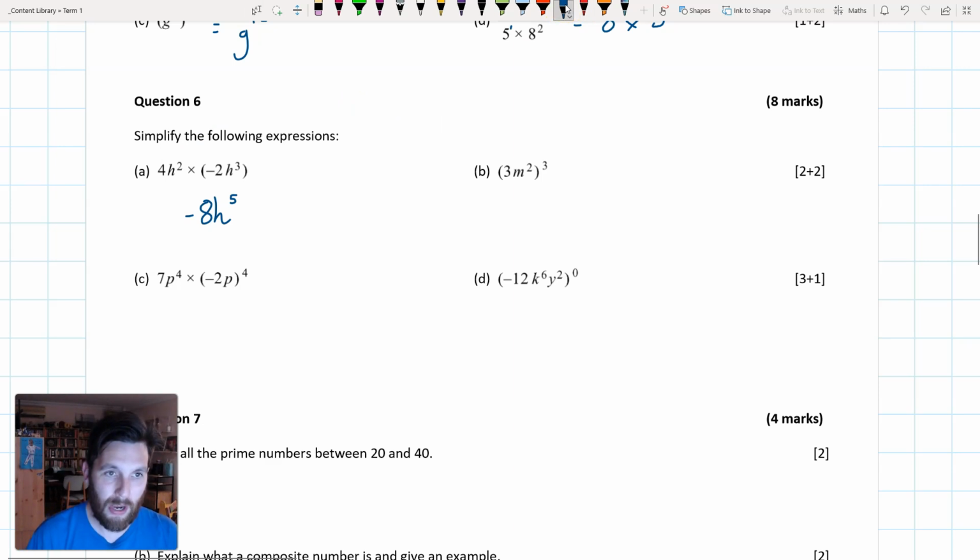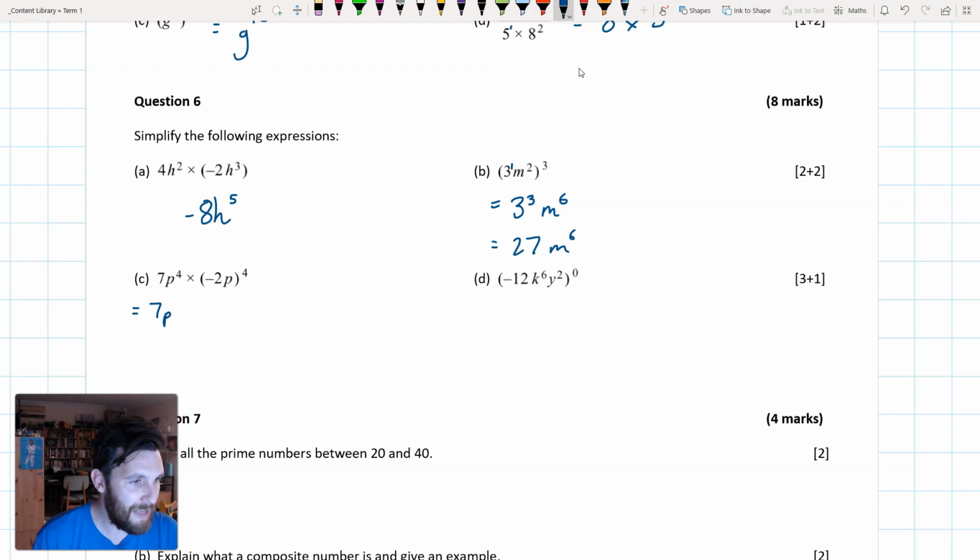Okay, next one. We've got to raise everything in this bracket to the power 3, so we're going to use that multiplying again. Here, we've got 3 to the power 1 times 3, which is 3, and then m to the power 2 times 3, which is m to the power 6. We're supposed to simplify the powers for these ones, but it's kind of convention as well, if you've got something that's readily evaluated, like 3 to the power 3, so 3 times 3 times 3, which would be 27, we usually just write that as 27. So 27m to the power 6. Next one, we'll do something similar, but we've got a little job to do first.